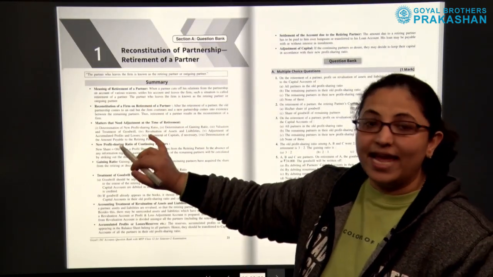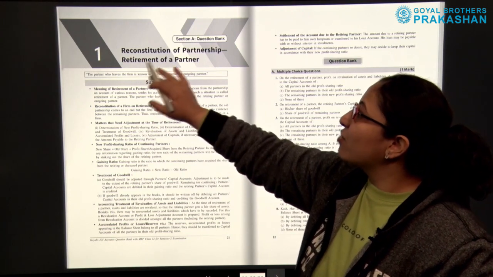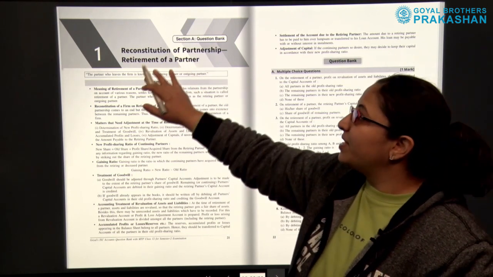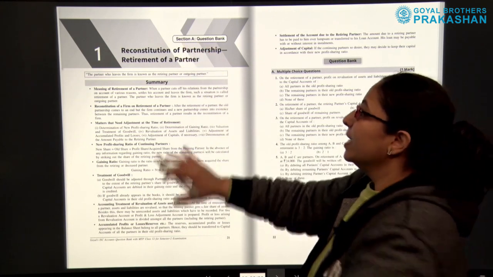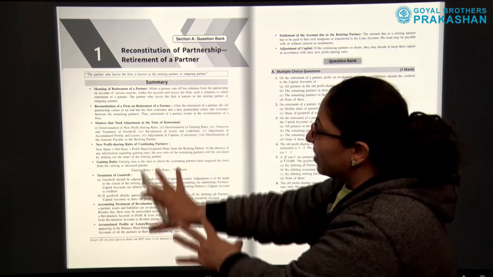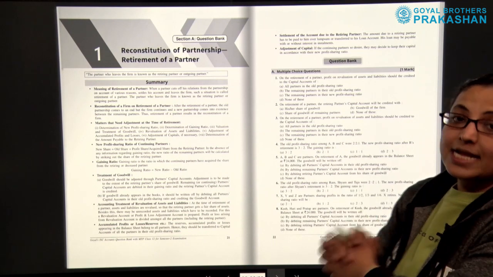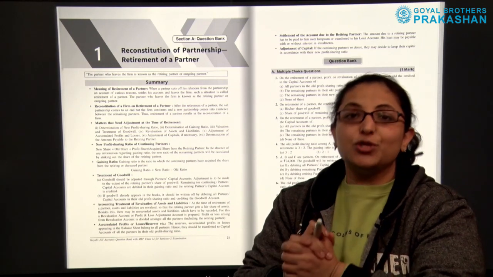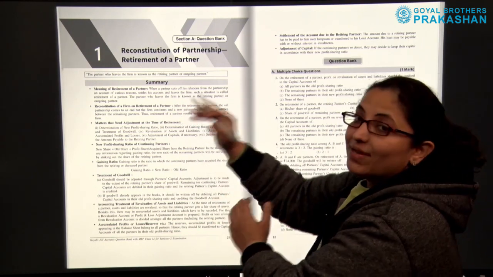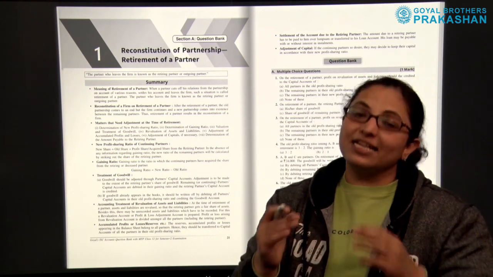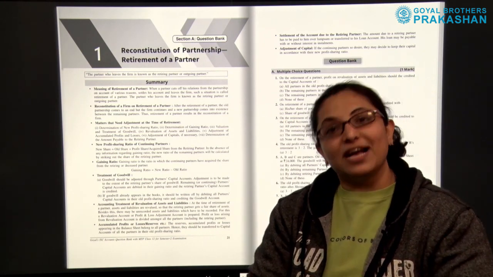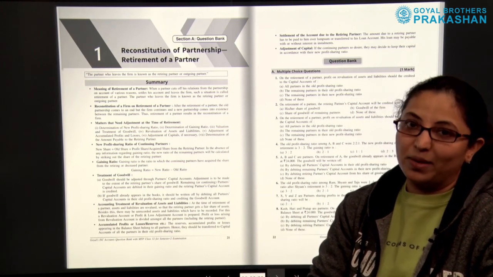Now this is section A. The chapter name is Reconstitution of Partnership, Retirement of a Partner. This is the section A question bank. You can see the summary is given at the start. The important points of each unit, each chapter, are given at the start of the unit, for the simple reason that the child can recapitulate and revise the complete chapter in a very short while.